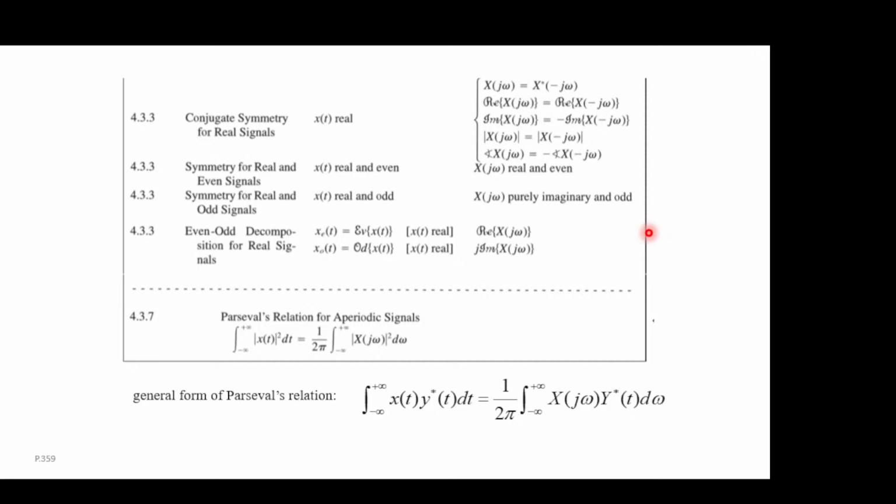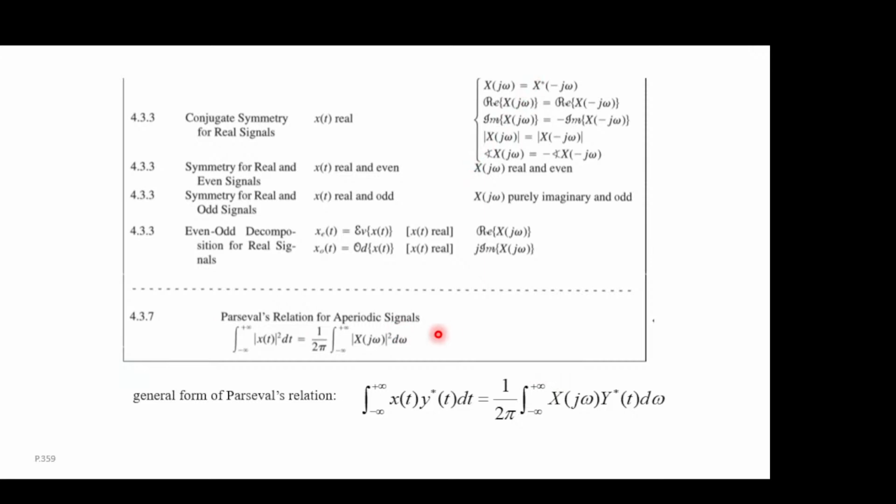And from here we have the even-odd decomposition for the real signal. For any signal, you can decompose it into an even part and an odd part. But for a real signal, you have extra symmetries: the Fourier transform of the even part will be the real part of your big X, and the Fourier transform of the odd part will be the imaginary part of your big X.